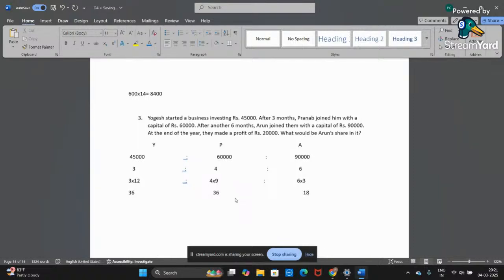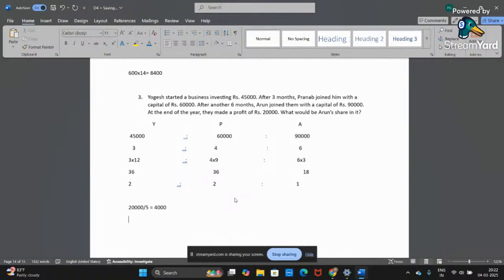So further simplify this, we'll get the ratio in the form of 2 is to 2 is to 1, right? Yes. Now the total profit is 20,000. So this 20,000 we need to divide by the sum of the ratio. So what is the sum of the ratio? 2 plus 2 plus 1, it is 5. So what is the answer? We'll get 4,000. So in this we need to find Arun's share.